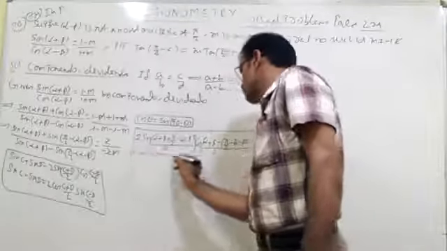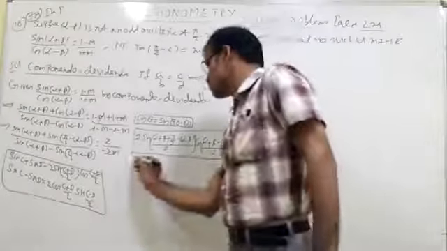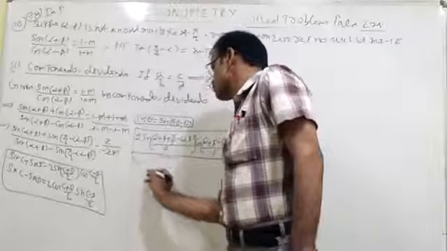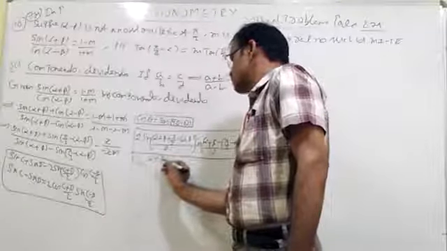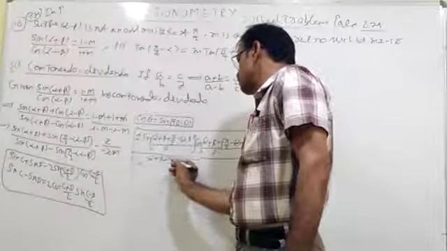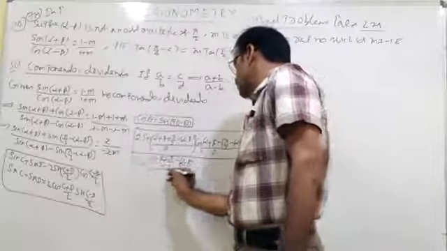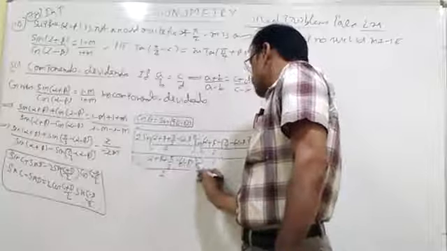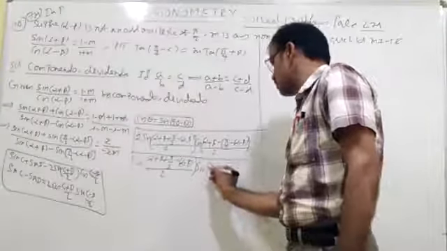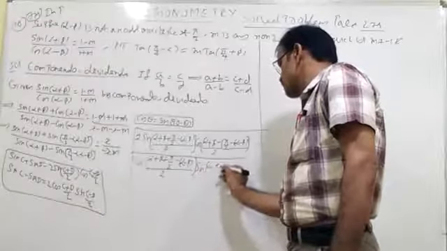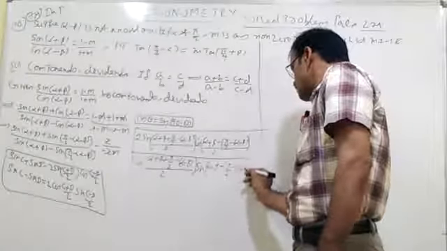In the similar way, the formula for sin C minus sin D is 2 cos((C+D)/2) sin((C−D)/2). Here C is alpha plus beta and D is pi by 2 minus of alpha minus beta, whole by 2, into sin of C minus D, that is alpha plus beta minus of pi by 2 minus of alpha minus beta.